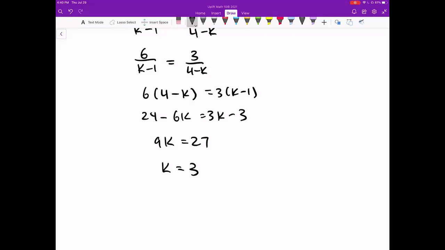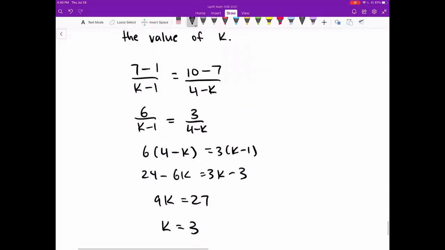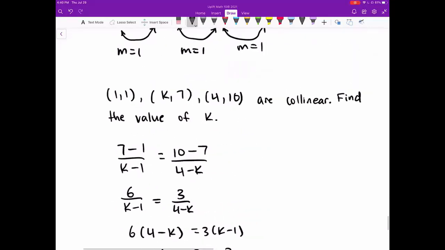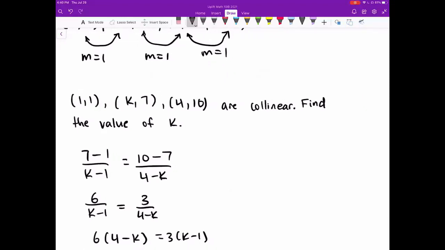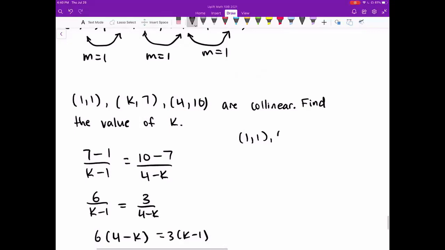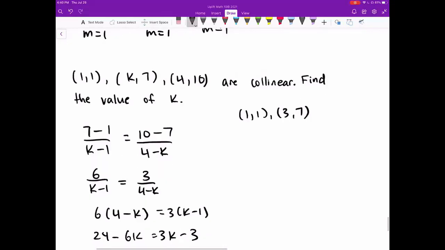Then would the slope also be 3? No, the slope wouldn't necessarily be 3. Yeah, 3 is just the x for one of the points. To find the slope, you would substitute k back in. So we have (1, 1) and (3, 7). So the slope would be (7 minus 1) over (3 minus 1). So it would be 3.